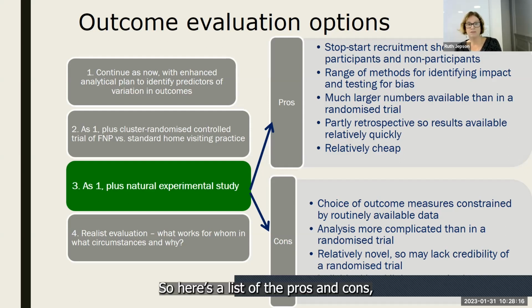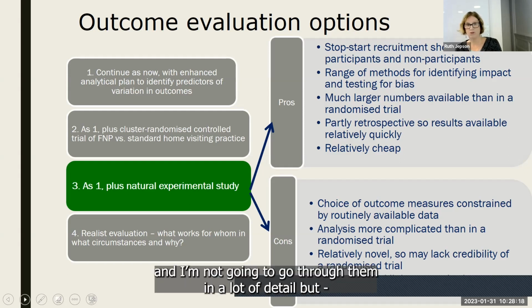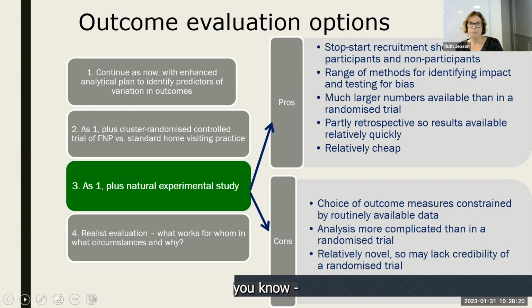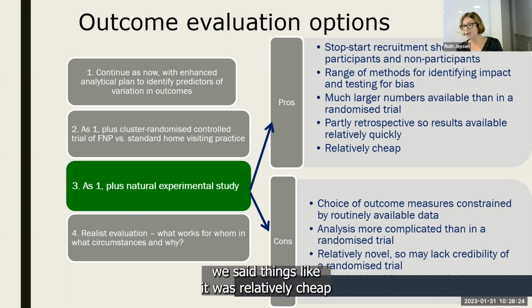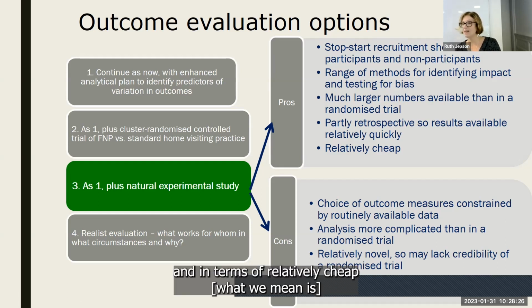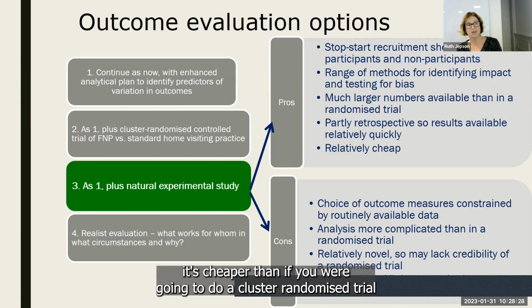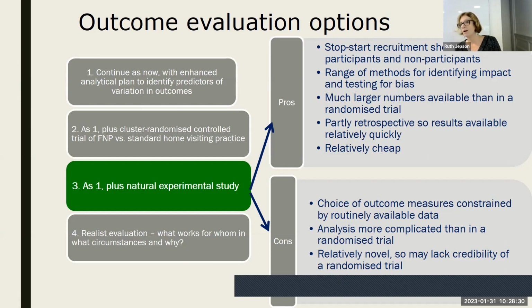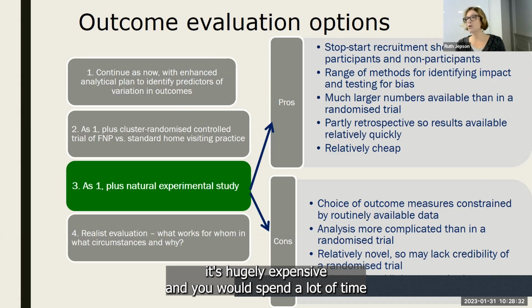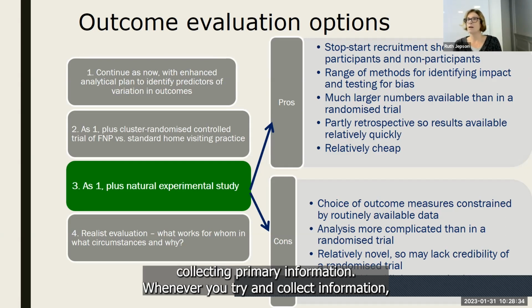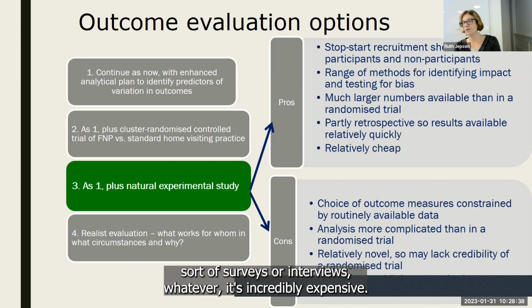So here are a list of the pros and cons, and I'm not going to go through them in a lot of detail, but we said things like it was relatively cheap. And in terms of relatively cheap, we say that because it's cheaper than if you were going to do a cluster randomized trial, which is hugely expensive and you would spend a lot of time collecting primary information. Whenever you try and collect information, such as surveys or interviews, it's incredibly expensive.